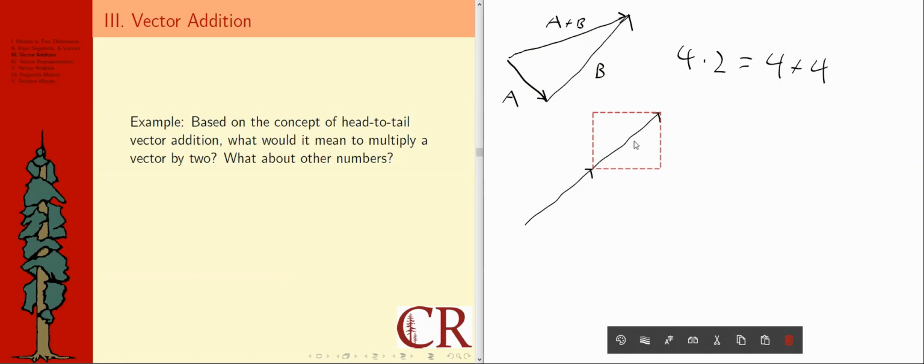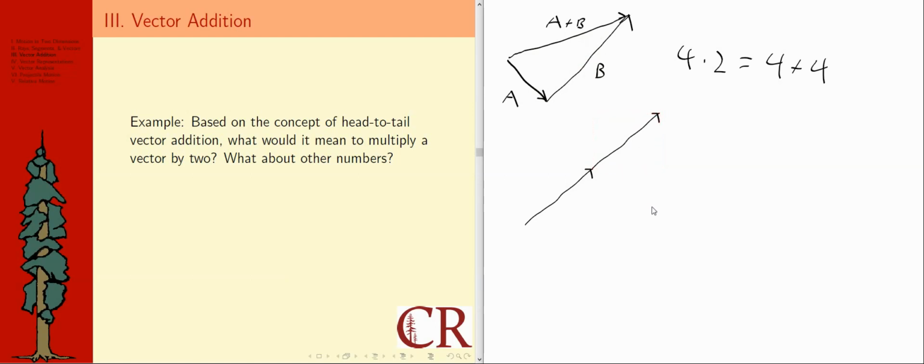I'm going to take that same vector and add it to itself by placing it in a head-to-tail fashion. I don't know exactly where it is there. And there it is. So I could claim this is really this vector multiplied by 2, following the idea that multiplication is like repeated addition. What about other numbers, right?